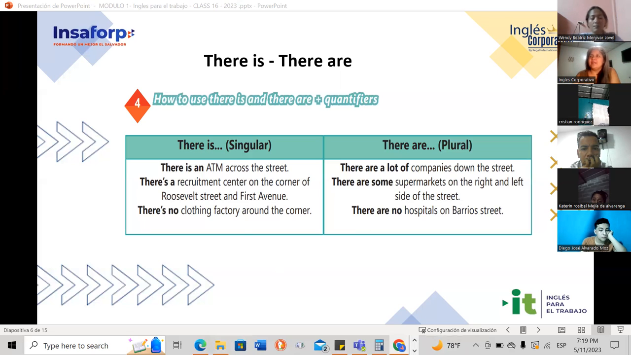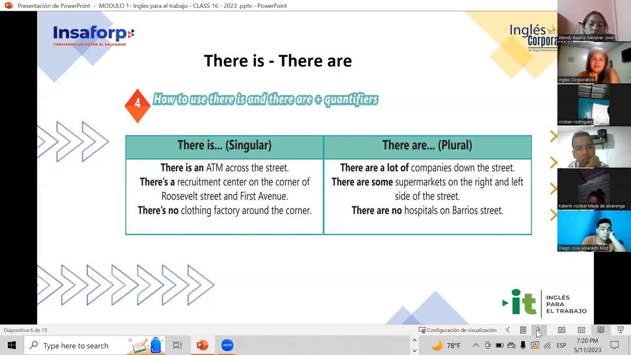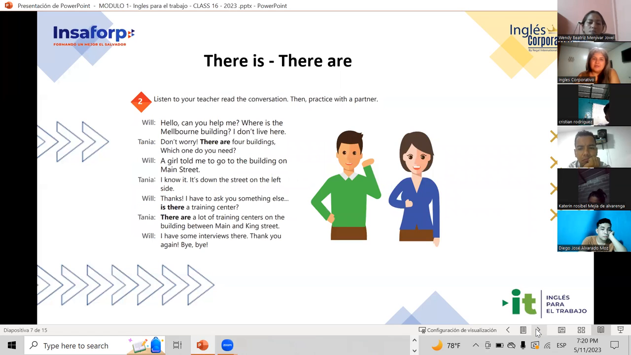Vamos a continuar. Thank you so much for your attendance. Okay. ¿Preguntas de estos ejemplos? Aquí les están dando ejemplos de lugares que hay en la ciudad, okay? We have a conversation here with the is and there are. Listen to your teacher and read the conversation, then practice with a partner, okay? Lo voy a leer por ustedes.